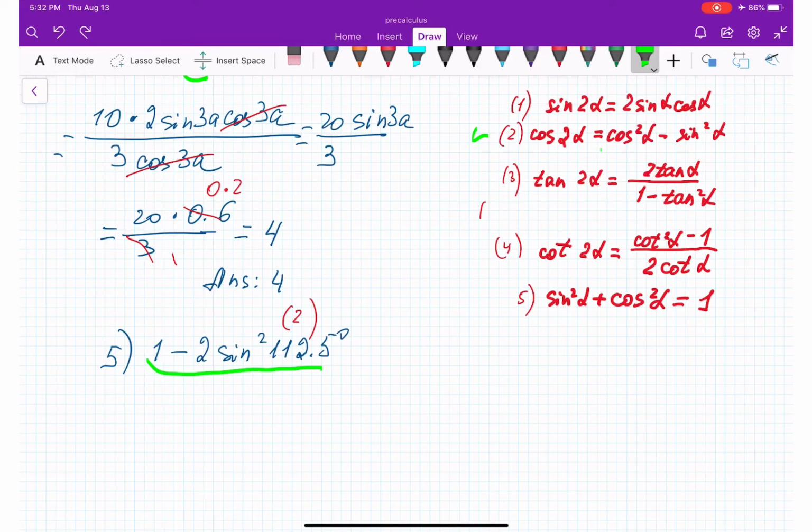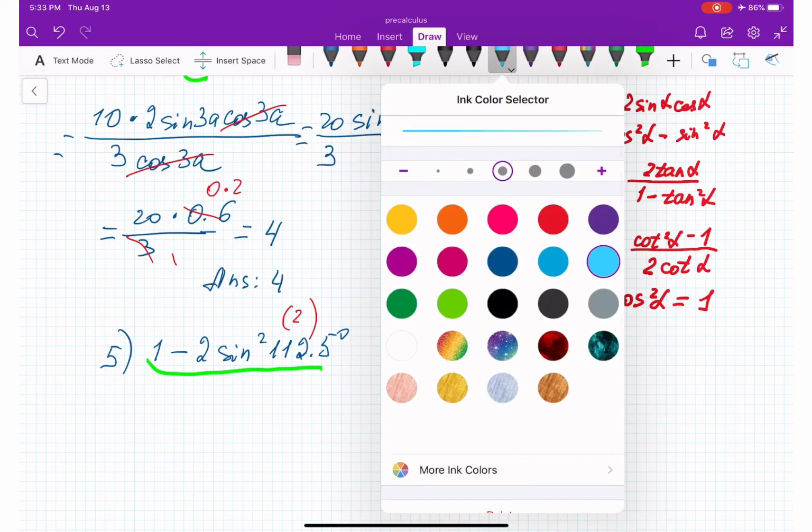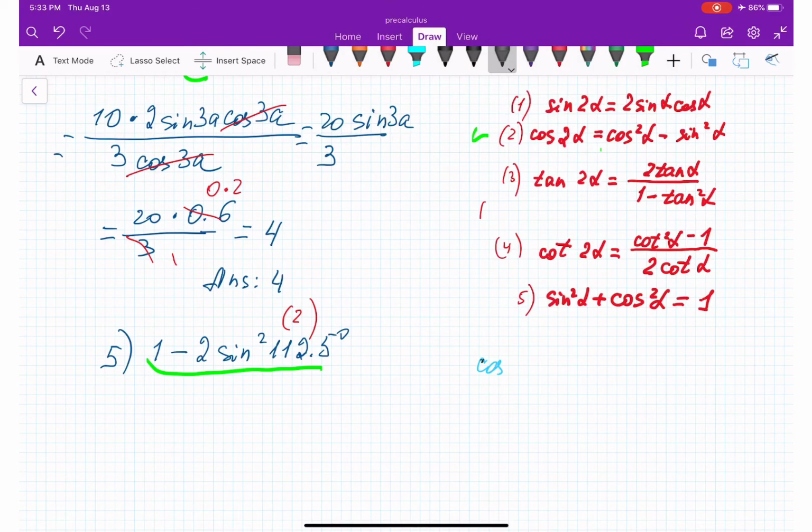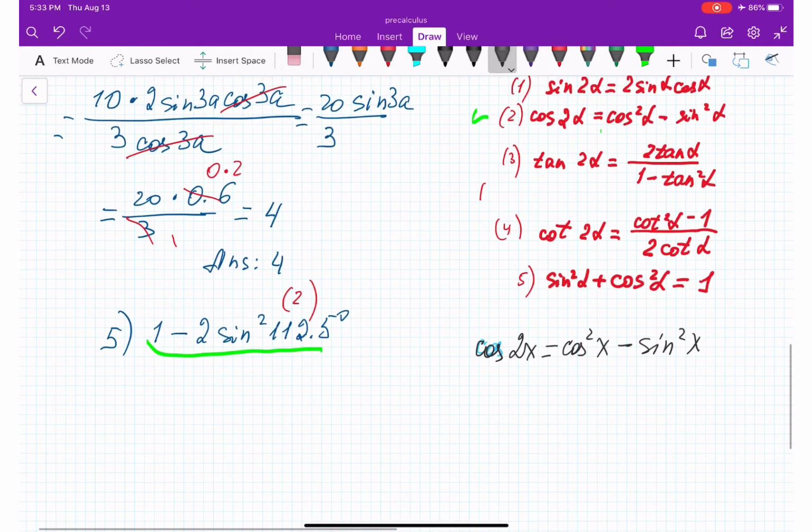Okay, let's start working on it. So I have cosine. Well, let me change this color. It's not precisely the color I wanted. I'll get the black one. Cosine 2x is equal to cosine squared x minus sine squared x, right? This is formula number 2.